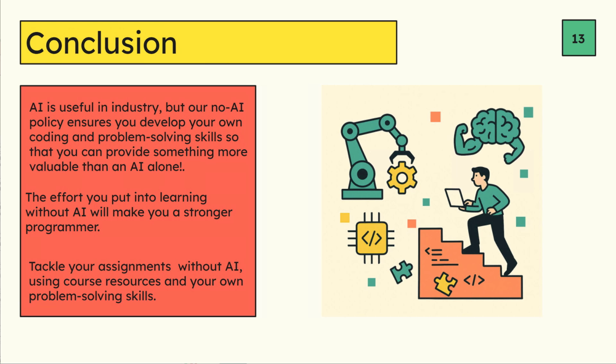So in conclusion, AI is useful in industry. It's useful for writing code, but this class isn't about getting this code written. It's about understanding deeper concepts that you'll be able to apply to other things later on. And so using AI as a crutch only prevents you from getting that done. The effort you put into learning without AI is going to make you a stronger programmer with AI in the future.